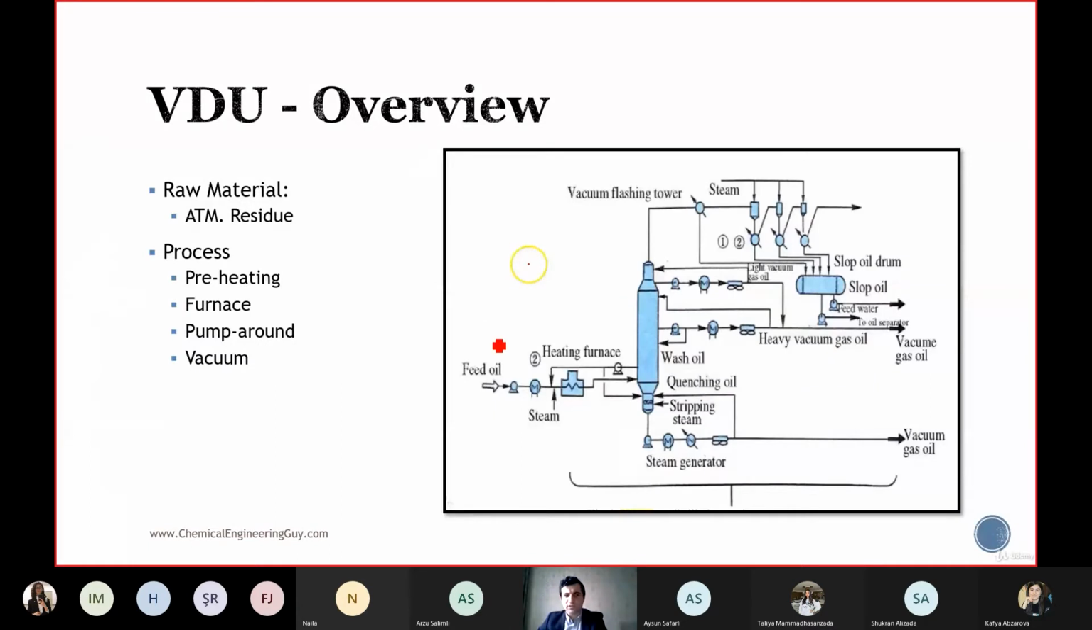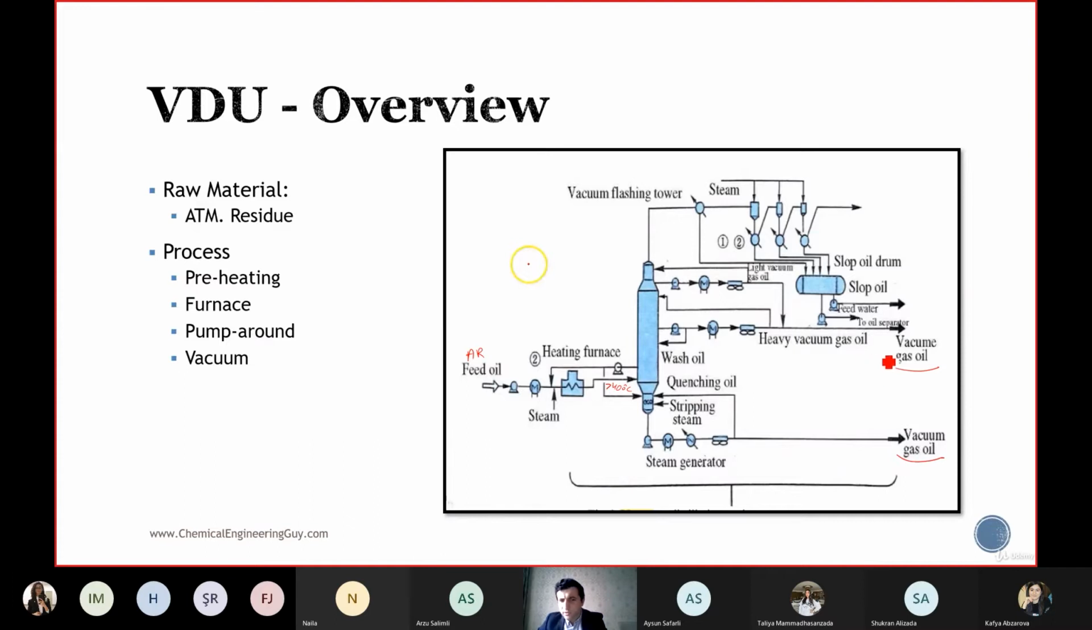So the raw material is AR, atmospheric residue. We have the pump here. We have the preheating heat exchanger. We have the furnace here. We have to heat it to above 400 degrees Celsius. And then this is the vacuum distillation column, where we can see that we have the vacuum gas oil product, vacuum gas oil.